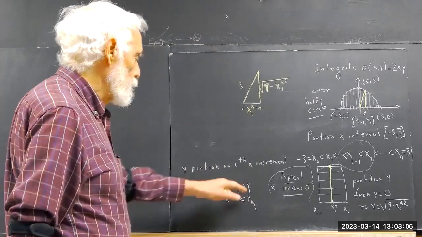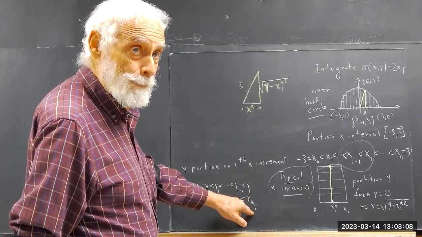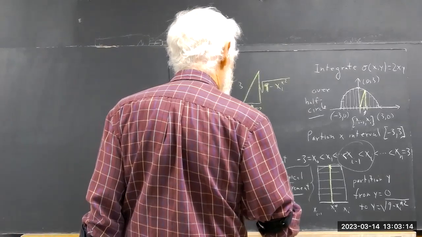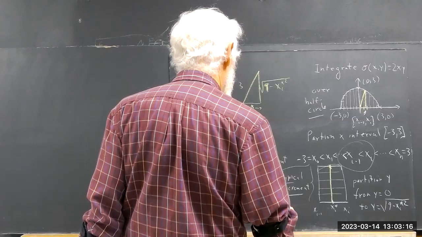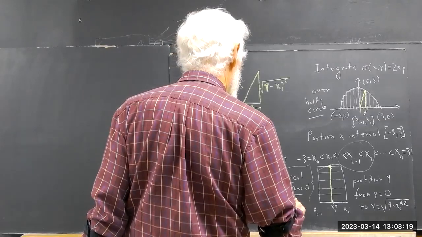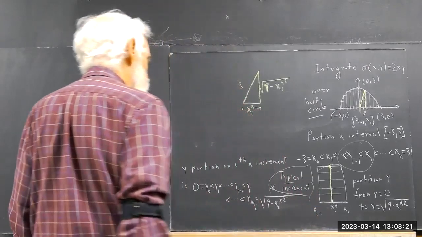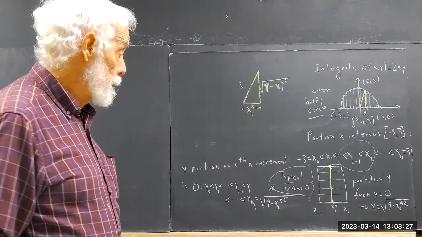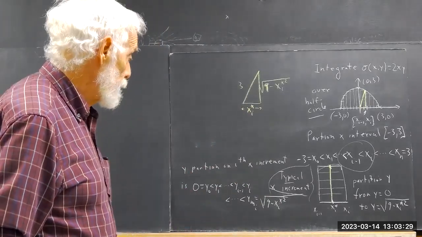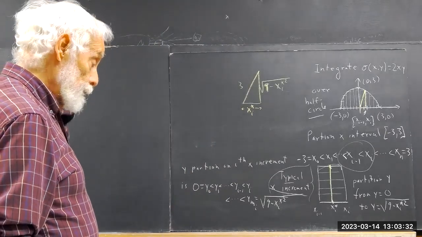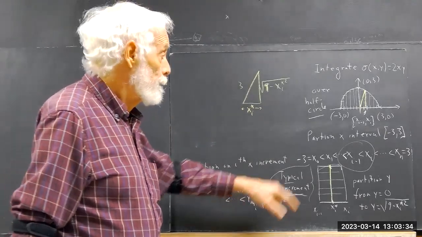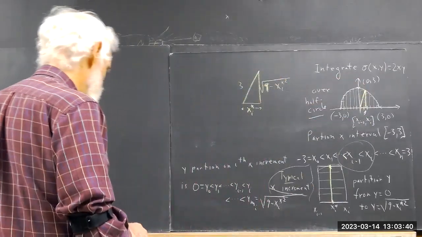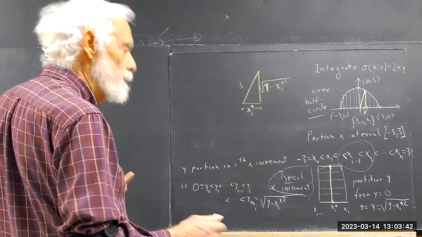Okay, I'm going to call this y sub m sub i, and that's going to be the square root of 9 minus xi star squared. So y is partitioned from 0 to here, from here to here. So we form the sum.